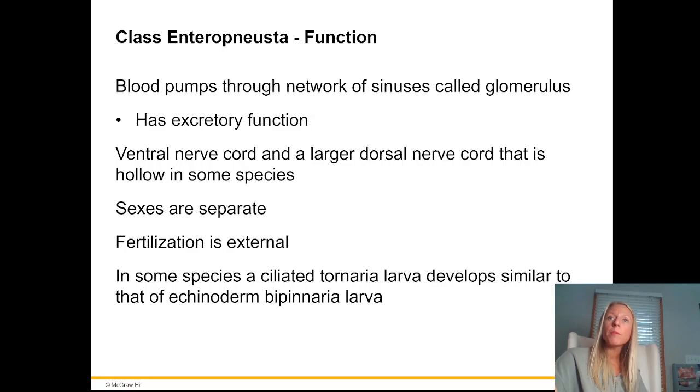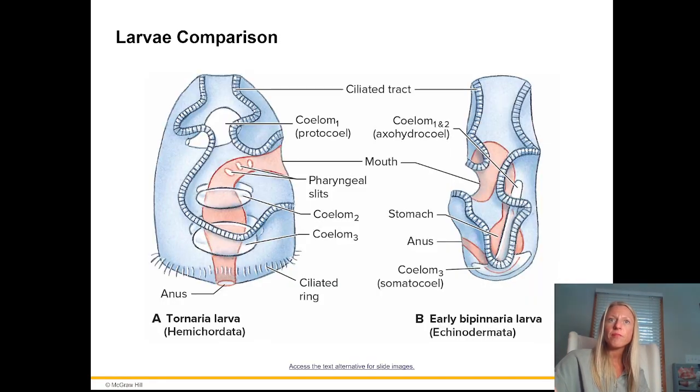They have blood that pumps through a network of sinuses called the glomerulus. This also helps with excretory function. They have a ventral nerve cord and a larger dorsal nerve cord that's hollow in some species. Separate sexes. External fertilization. Here's a look at a larva of a hemichordate compared to an echinoderm. You can see that we have a lot more advancement in the hemichordate than the echinoderm.